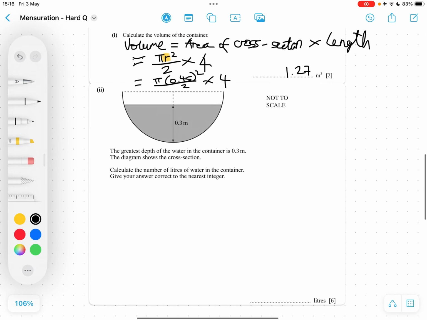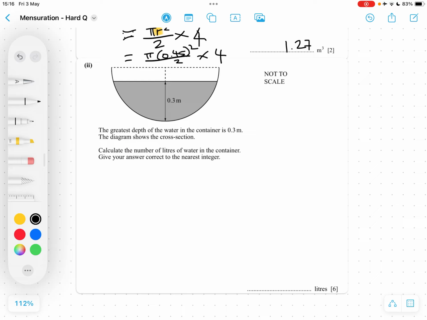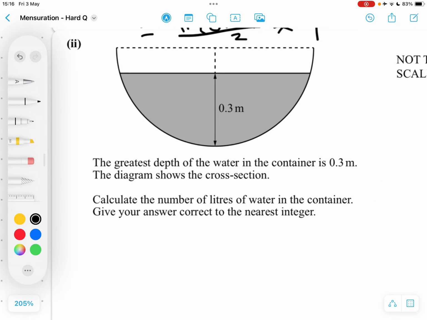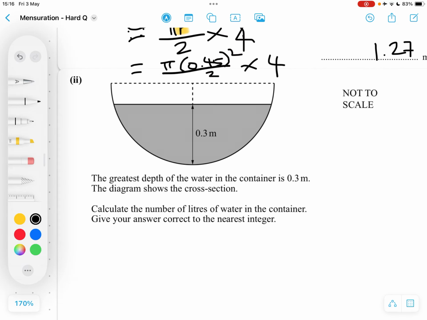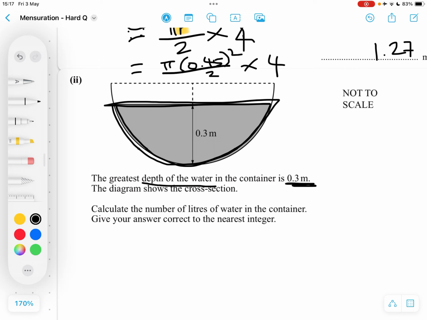Okay, so the second part of this question is much more challenging than the first part, because now we're working with a volume of liquid, which is not the entire semicircle. We're only given that the water is only up to a height of 0.3 meters. That's the greatest depth of water in the container. So now this shape is no longer a semicircle. Now they're asking us to find the number of liters of water in the container.